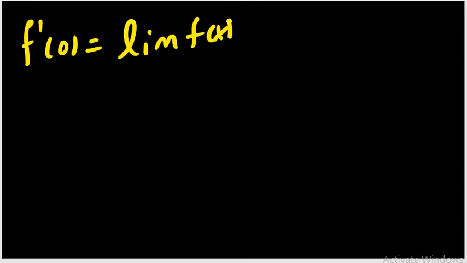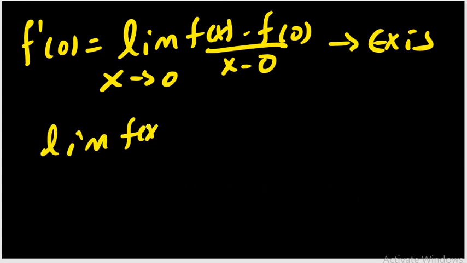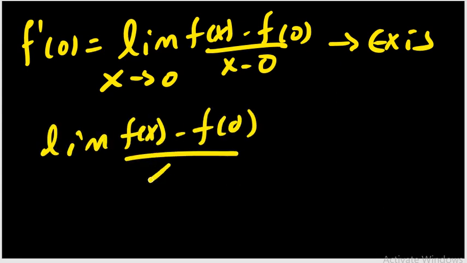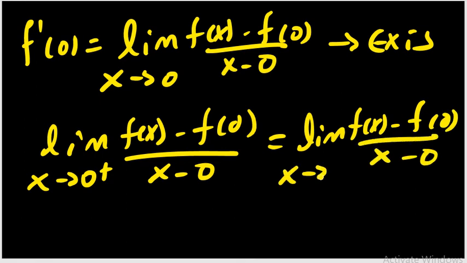the derivative of a function at a point, for example f prime at 0, is the same as the limit of f of x minus f of 0 over x minus 0 as x approaches 0. This limit has to exist. So how do we know the existence of this limit? The limit as x approaches 0 from the right must be equal to the limit of f of x minus f of 0 over x minus 0 as x goes to 0 from the left.